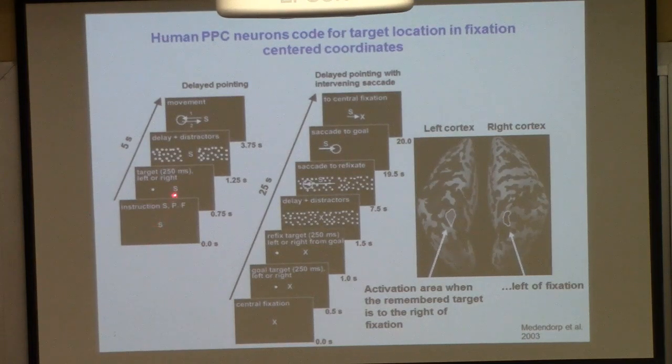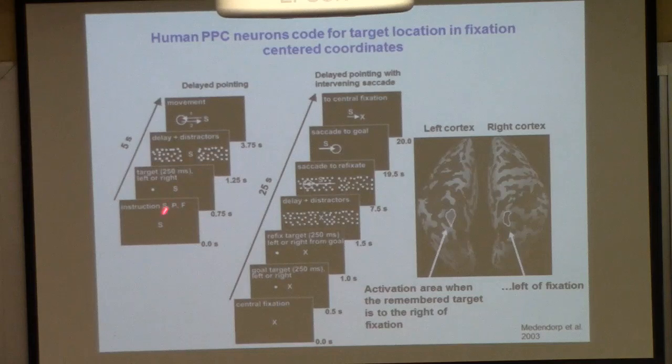As you see the letter S, you keep looking at the S, and there's a stimulus that appears on the left side. That means you're going to be making a saccade to that, but not yet. So the stimulus goes away, you keep waiting, and now the target comes, and then you make a saccade to it. So basically, you can prepare to make a saccade to the left, even though at this point there is no stimulus on the screen.